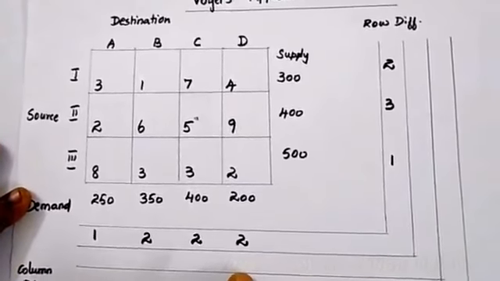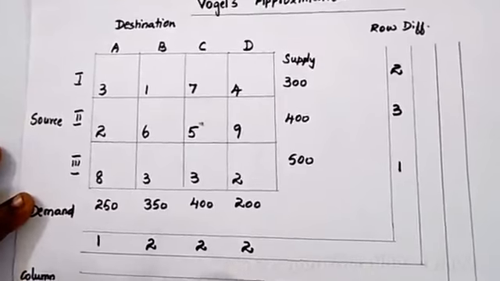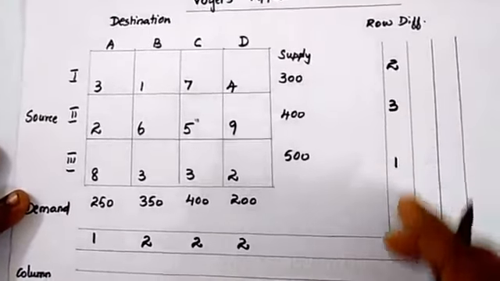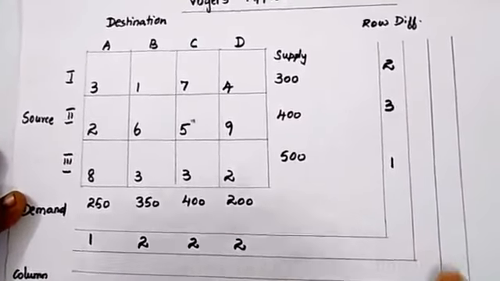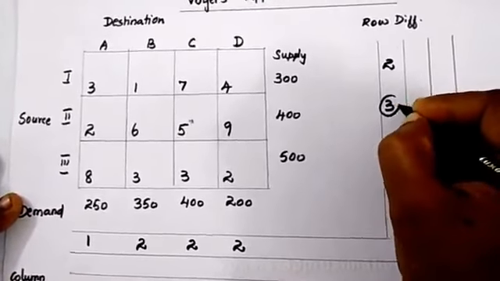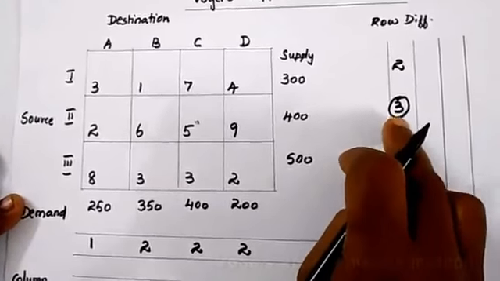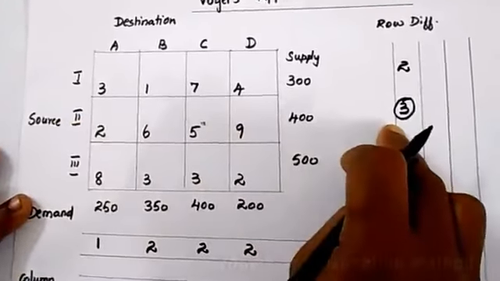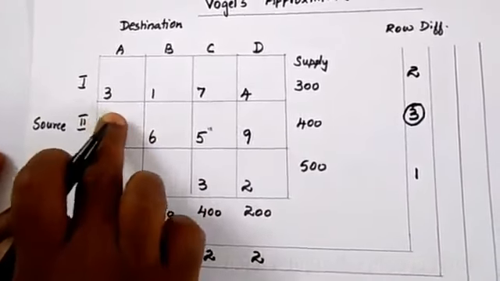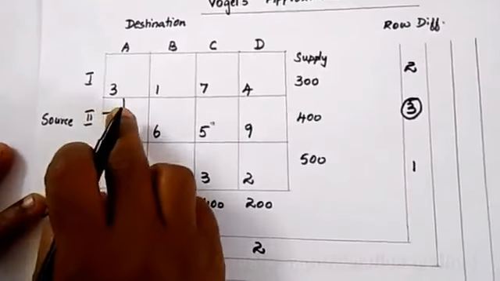The next step is to select the maximum penalty. These values are called penalty: row penalty, column penalty. Among these values, you have to select the maximum value. So which is the maximum value? 3 is the maximum value. This value occurs in row 2. Find the cell with the least cost in row 2. This cell is the least value. Now I have selected this cell.